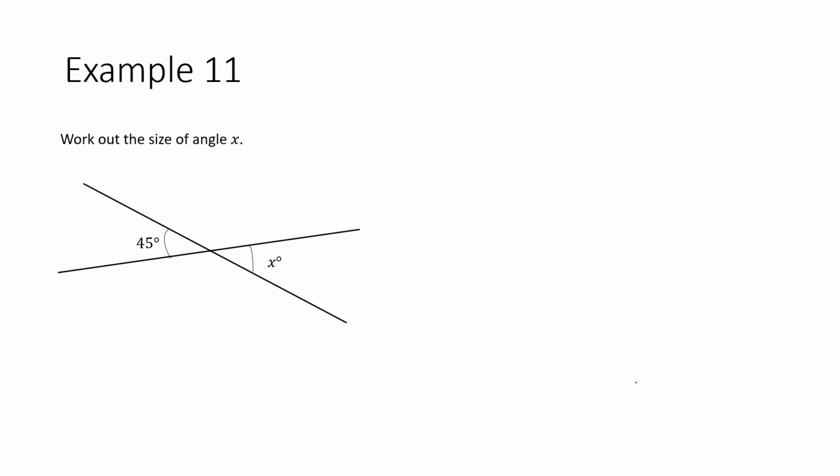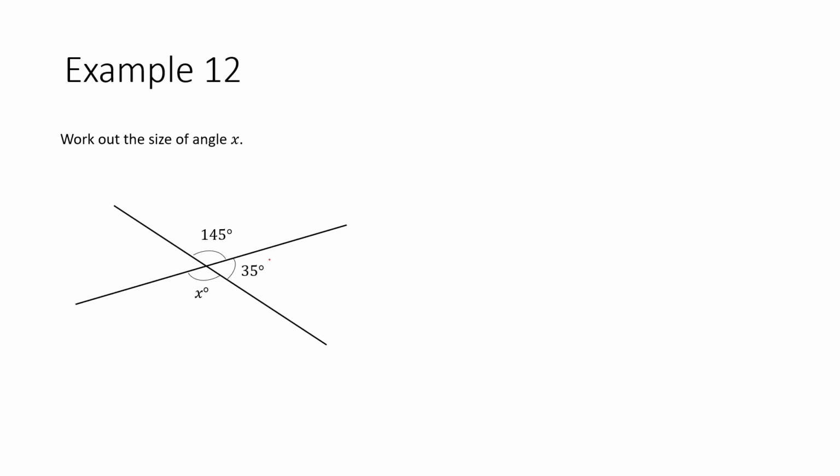Now finally, talking about vertically opposite angles. So work out the size of angle X. Now hopefully you'll remember that when you have vertically opposite angles, they are equal to each other. Okay, so these are equal and these are equal. So having a look at this example here, we know that this angle here is equal to this angle here. Therefore, X is equal to 45 degrees.